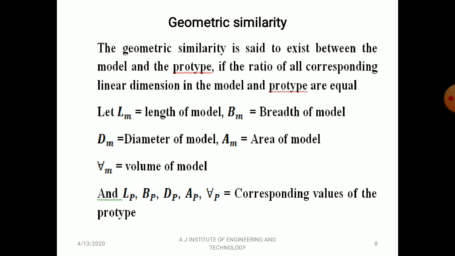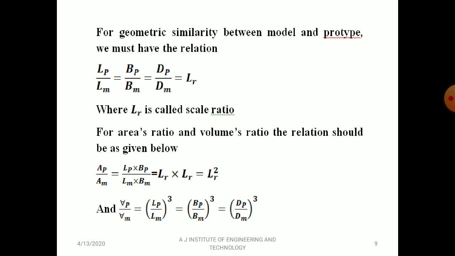For example, let us consider the case below. Let LM be the length of the model, where M stands for model. LM is the length of model, BM breadth of model, DM diameter of model, AM area of model, and VM volume of model, and LP, BP, DP, AP and VP are the corresponding values for the prototype. Now for geometric similarity between model and prototype, we must have the relation: the ratio of linear dimensions should be the same for prototype as well as model.